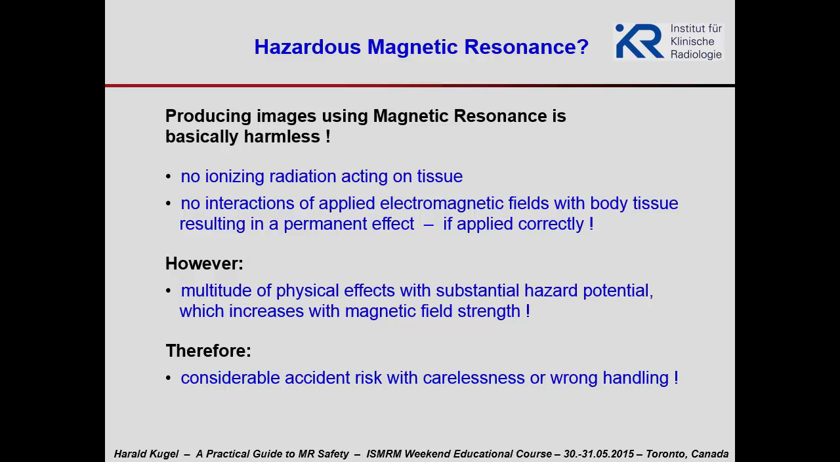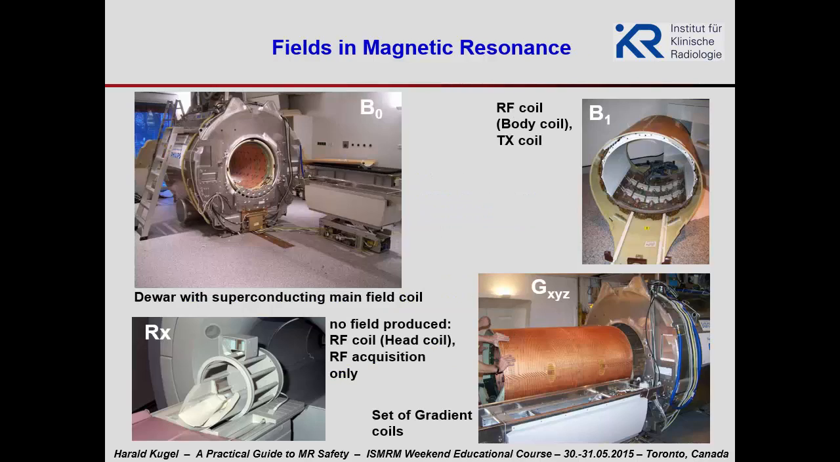There's a multitude of physical effects, and these effects have a substantial hazard potential, and this hazard potential increases with the magnetic field strength. So low hazards at low field strength, 0.5 Tesla, and high hazards at high field strengths, 7 Tesla. But I concentrate on the intermediate range, 1.5 and 3 Tesla. So there's a considerable accident risk with carelessness and wrong handling. So it's necessary to know what you are actually doing.